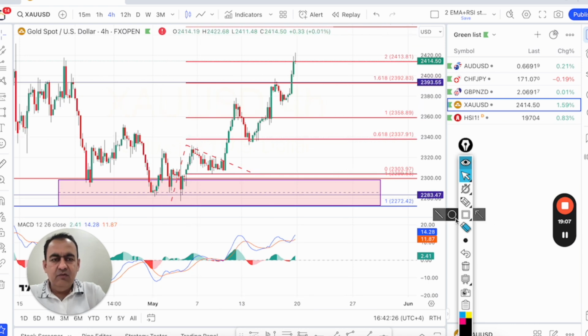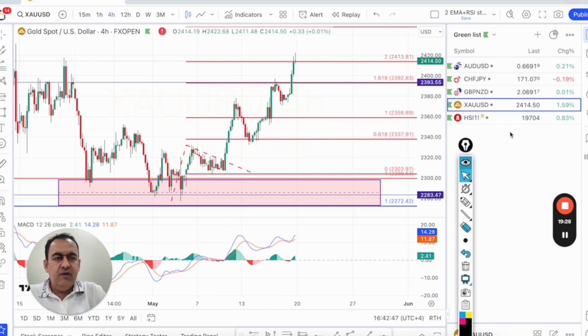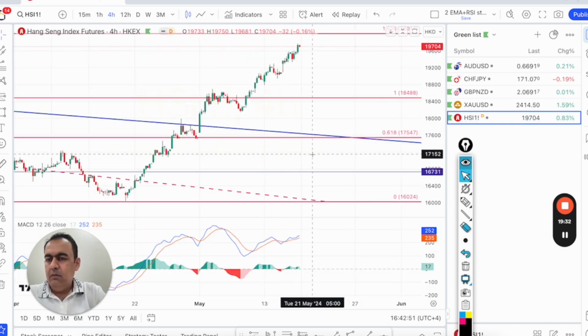The invalidation would be a break below this rising trend line or a close below 2358. So until gold remains above 2358 or it closes below this rising trend line, the bullish plan remains intact. And finally, I'm going to cover one stock index from the Asian market.